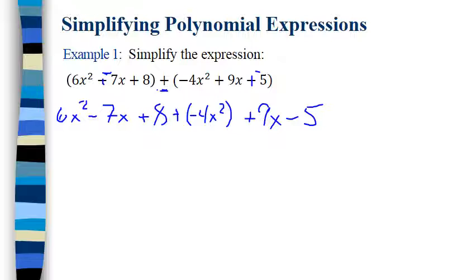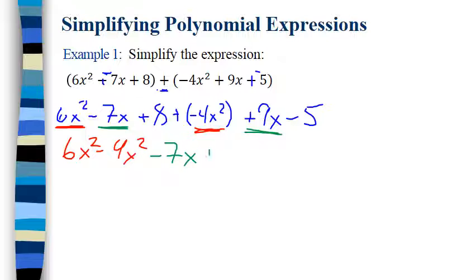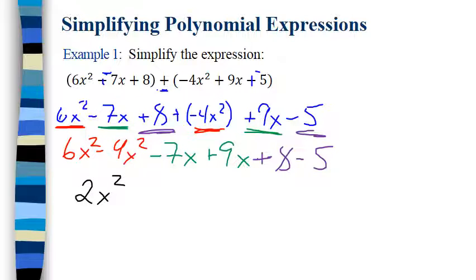Okay, so now we can combine like terms. So we have a 6x squared and a negative 4x squared, so we can rewrite this as 6x squared minus 4x squared. And then we have a negative 7x and a 9x, so we can rewrite that as minus 7x plus 9x. And then we have an 8 and a negative 5, and we can rewrite that as 8 minus 5. Okay, so now if we were to combine like terms, 6x squared minus 4x squared is 2x squared. Negative 7x plus 9x is plus 2x. And then 8 minus 5 is 3, so plus 3. And there is our simplified polynomial.